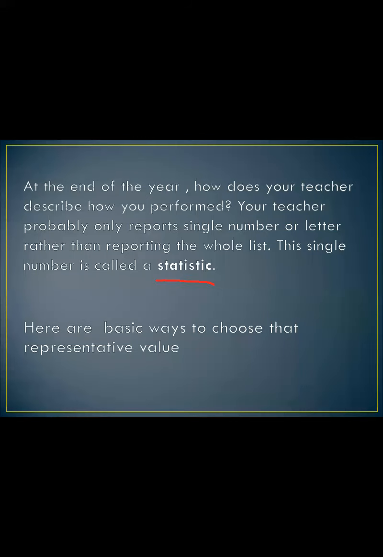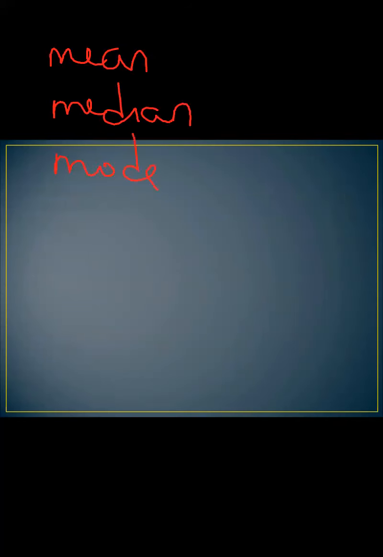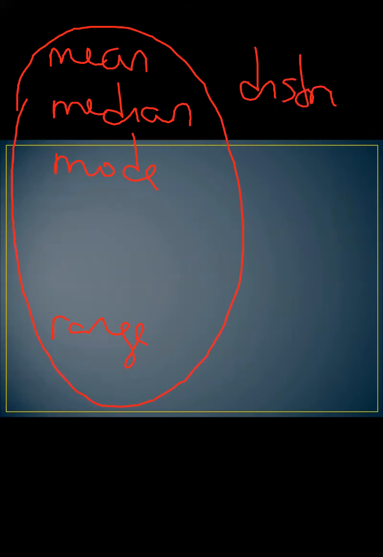Here are some basic ways to choose a representative value. Let's write it. Mean, the first one, median, mode, and range. They describe distribution by numbers.